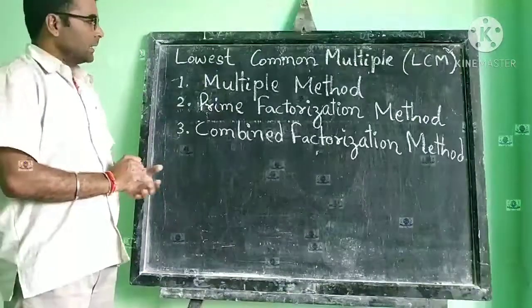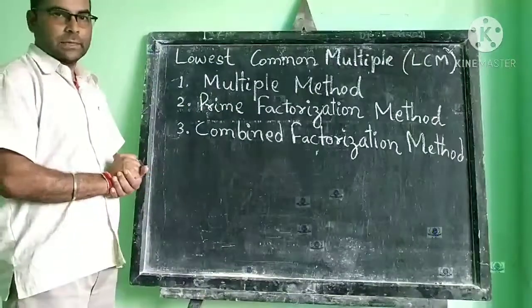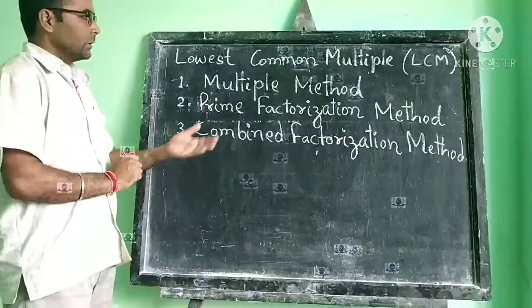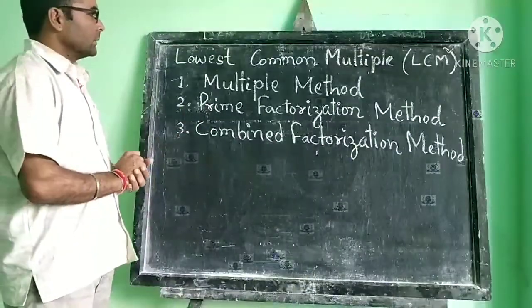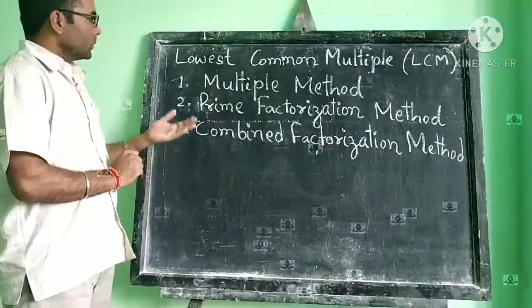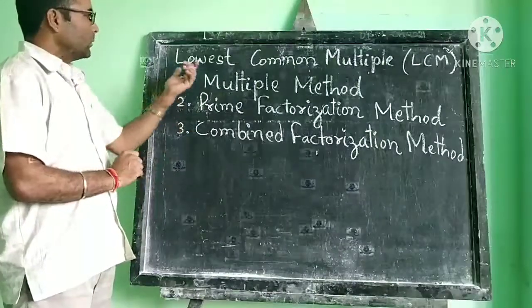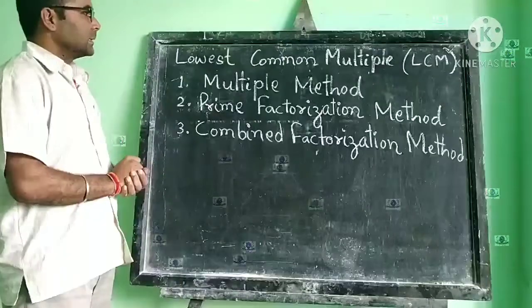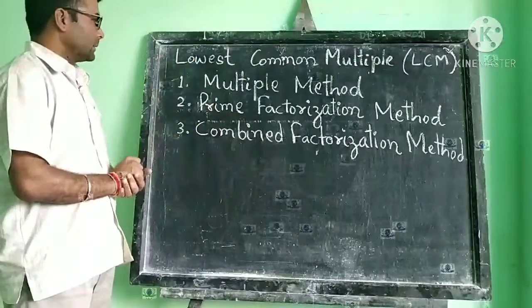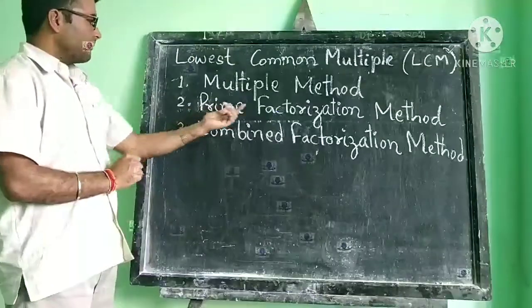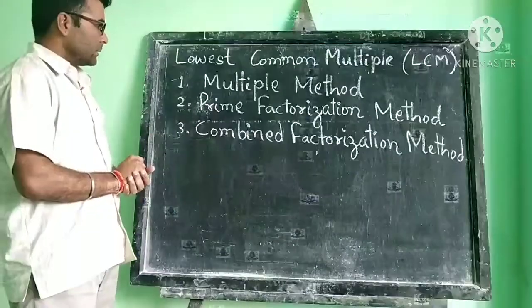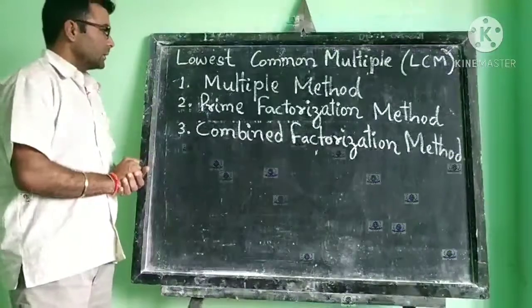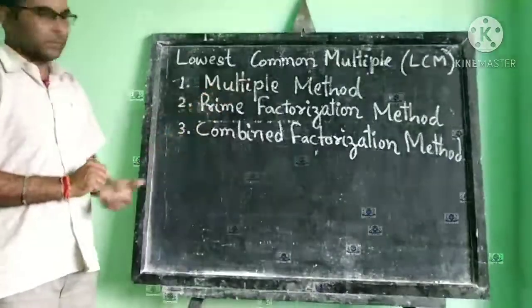In an earlier session I taught you how to find HCF using different methods. There were 4 different methods given to find HCF, so you can watch that video. So in this session, we find the lowest common multiple, that is LCM, using these 3 methods: multiple method, prime factorization method, and combined factorization method. First of all, let us learn about the multiple method.